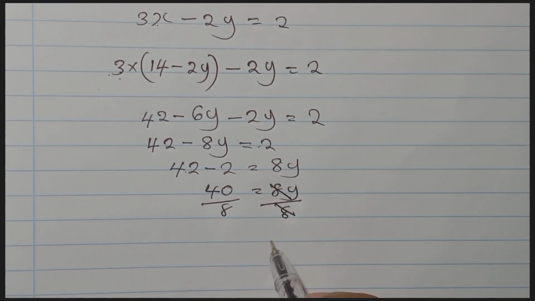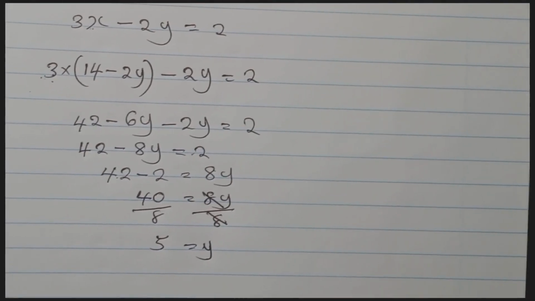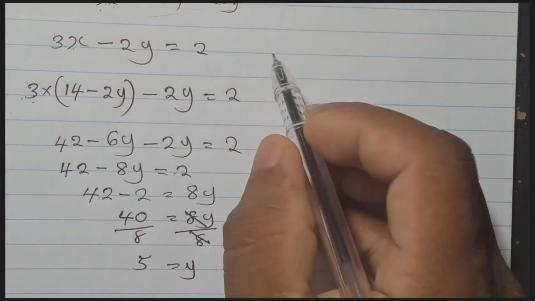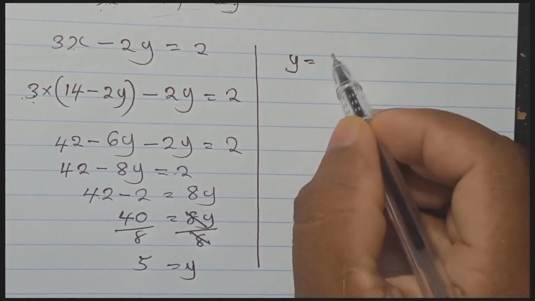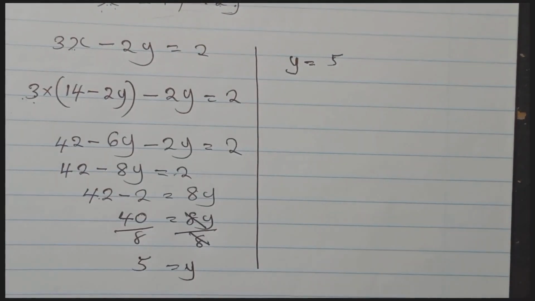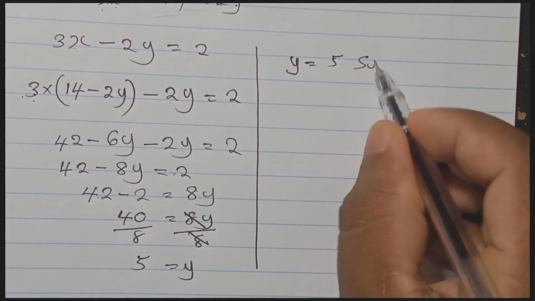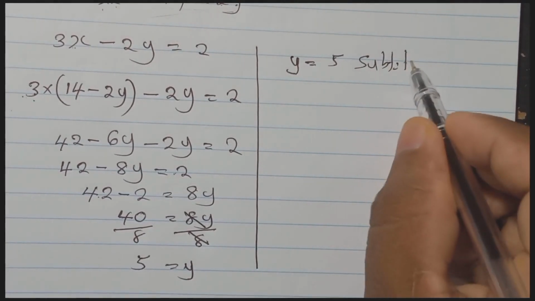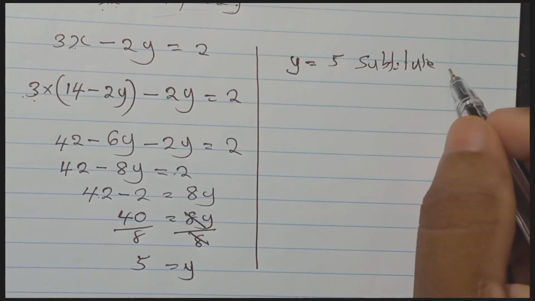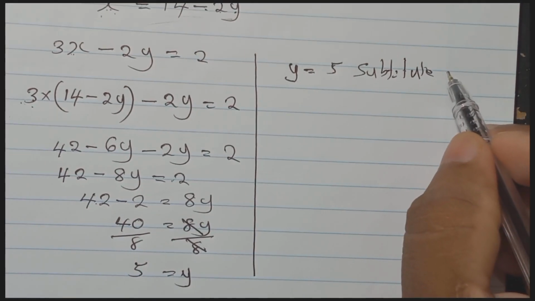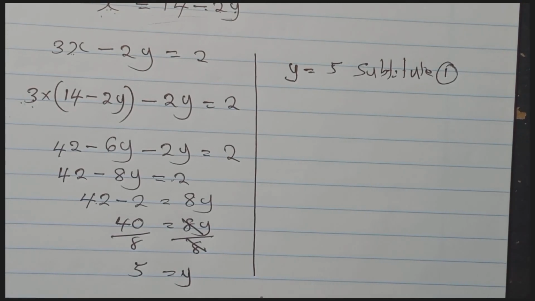Here to here cut, you will have what? The y equals 5, right? y equals 5, right? That's the answer for y. Now I need to get the answer for x. Now this is the same as earlier, but y equals 5, substitute to equation 1 or 2. Doesn't matter, any equation you can use here. I will use equation 1 here also.